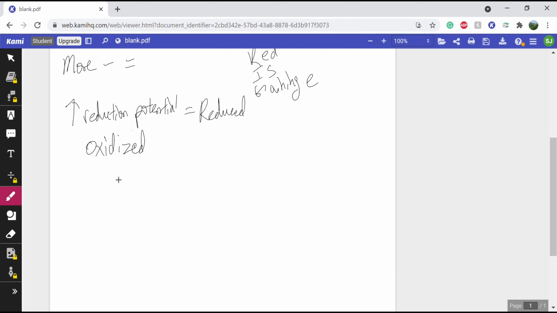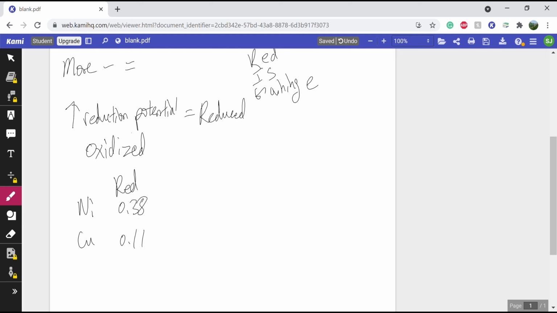Alright, so let's say the reduction potential is given for nickel and copper. For nickel it's 0.38, and for copper it's 0.11. Both of these are made up because I don't have the numbers next to me, but let's assume this is what you're given. When you have a reduction potential higher than the other one, that means this one is getting reduced. So Ni will be gaining electrons: Ni2+ plus 2 electrons forming Ni. And this one will now be oxidized.